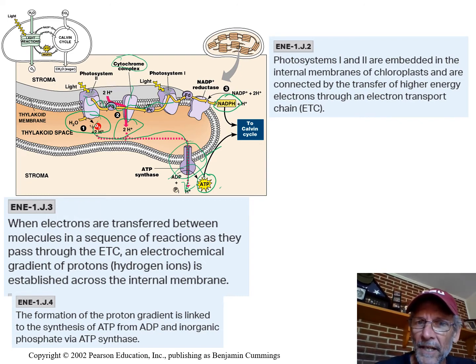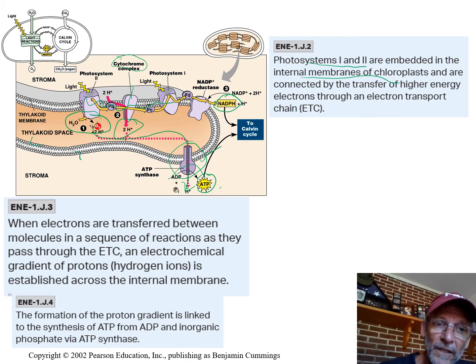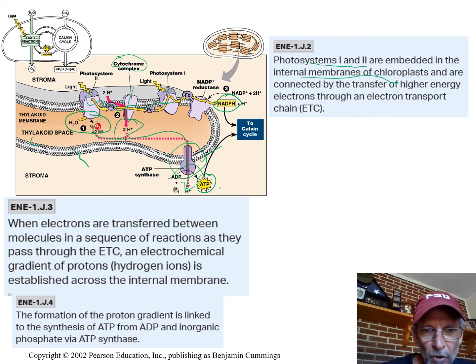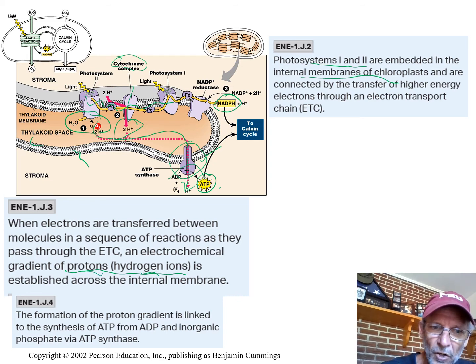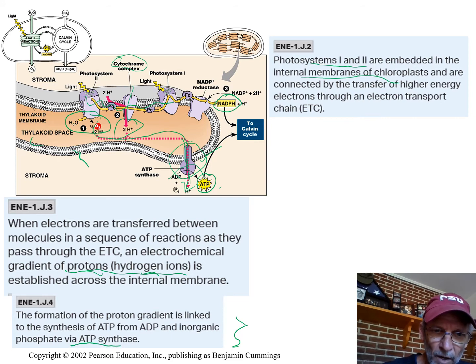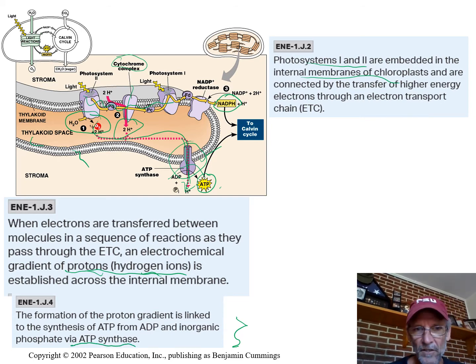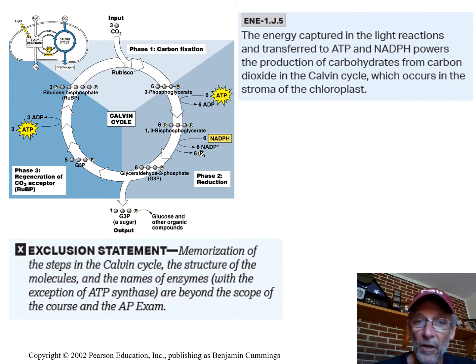So here they tell you what they need to know. Again, photosystems 1 and 2 are embedded in the internal membranes. They already told you they want you to know that that's a thylakoid, right? When electrons are transferred, a proton gradient is established across this membrane, and they remind you that hydrogen ion and proton can be used interchangeably, so know that they're the same. The proton gradient is linked to the synthesis of ATP with the help of the ATP synthase. Okay, that's pretty much that whole story, the light reaction story, the light dependent reactions.